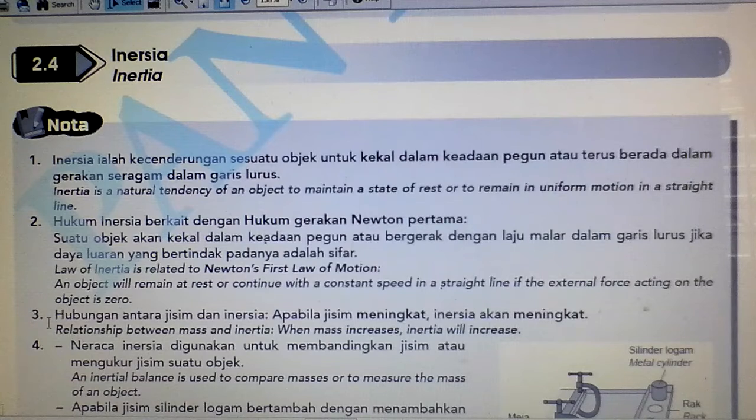Number three, the relationship between mass and inertia. When mass increases, inertia increases, meaning the heavier object will have larger inertia.